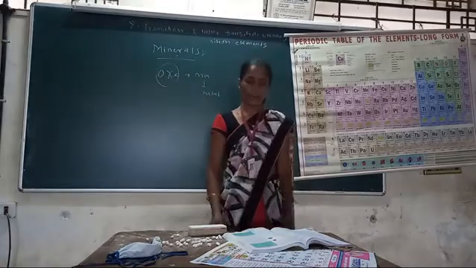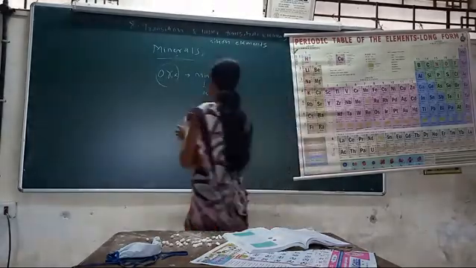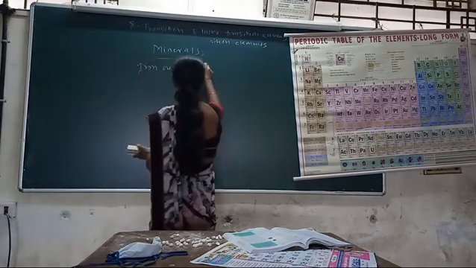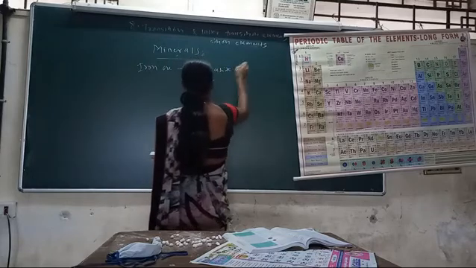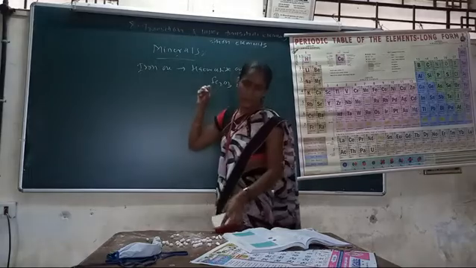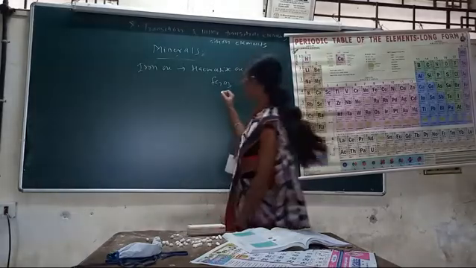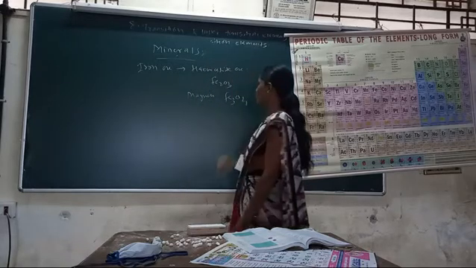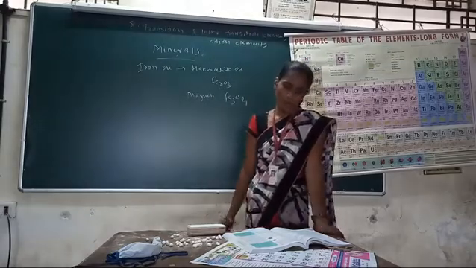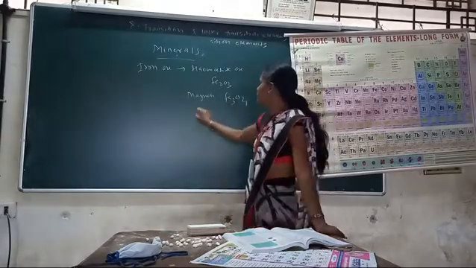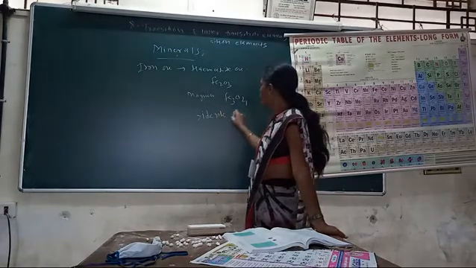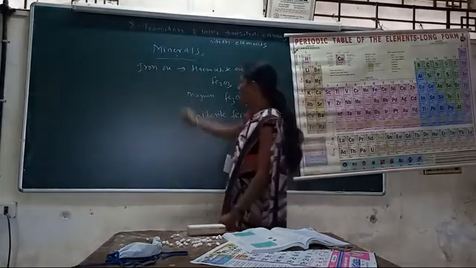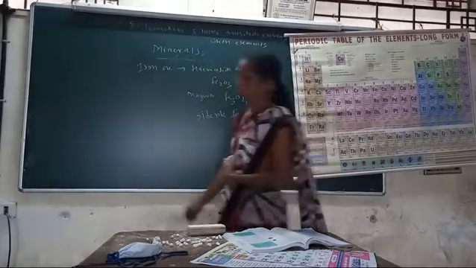Some examples of ore. For example, iron ore: hematite, Fe2O3 is the hematite ore. Then magnetite, Fe3O4, is also an ore of iron. Also siderite, FeCO3.